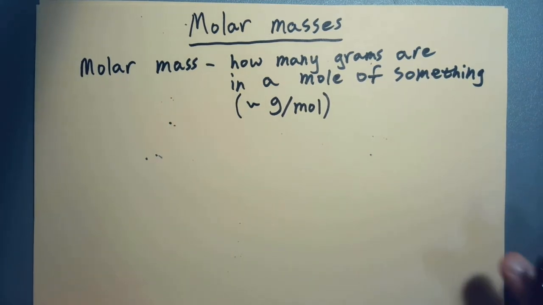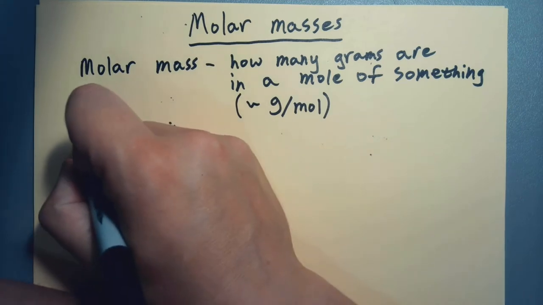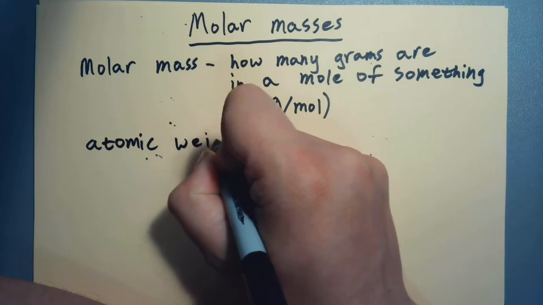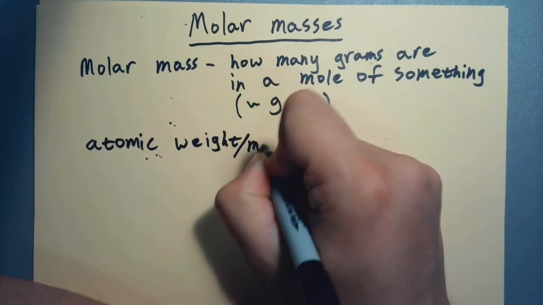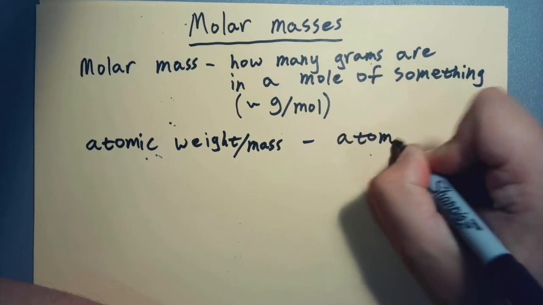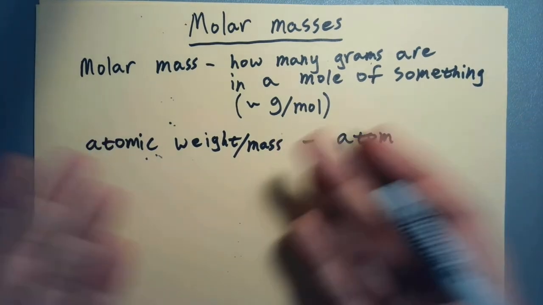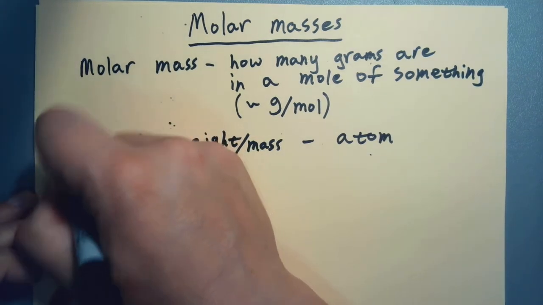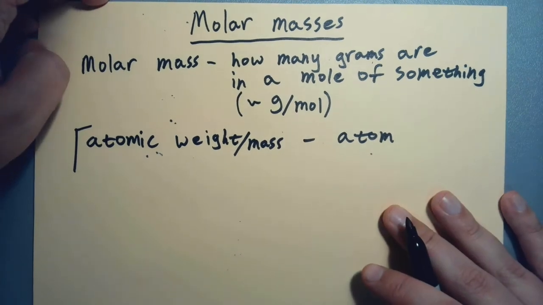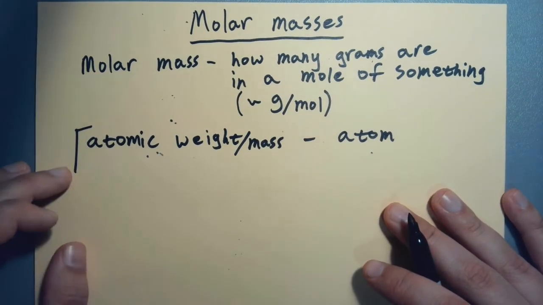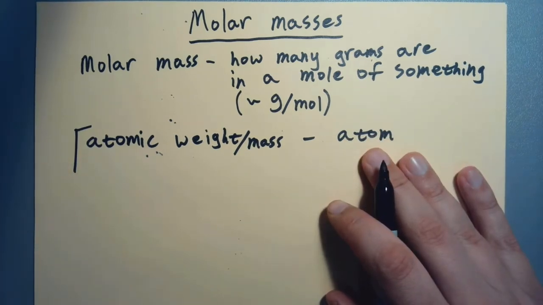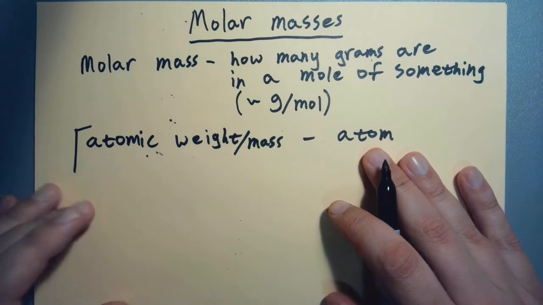There's a few different flavors of it. You can have atomic weight or atomic mass. These are the same thing, and this is the molar mass for an atom. We just have a specialized name. Molar mass is kind of an umbrella term that covers everything, so I'll probably end up saying it a lot because then I never say the wrong term. But if you ever see atomic weight or atomic mass, that just has to do with the molar mass for an atom, generally a specific type of element.